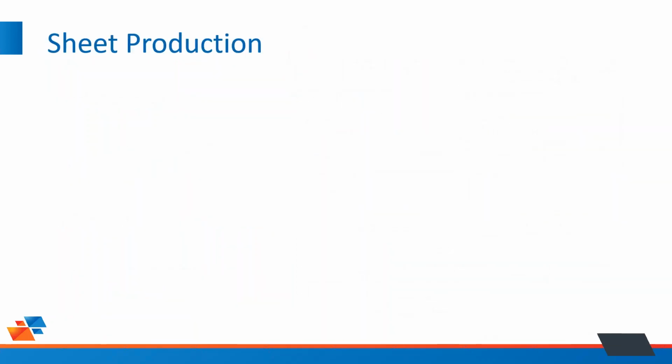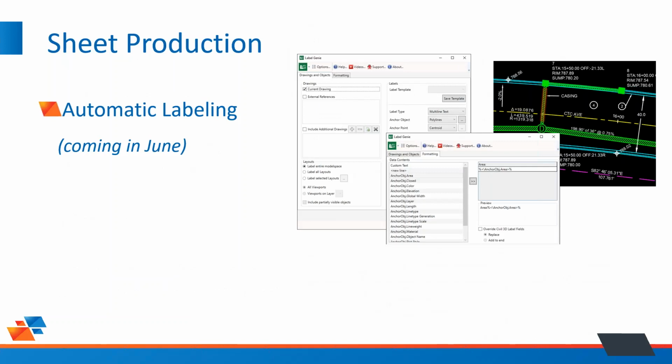On the sheet production side, another tool that's coming out real shortly, we're in beta testing, as Colin had mentioned, is automatic labeling. This is going to change a ton of how you guys generate your sheets. Now, what is automatic labeling? You're going to be able to select a label type and an anchor object, where you're going to anchor on that. Here's just a screenshot of multi-line text on polylines. You can then specify AutoCAD fields that will automatically get inserted in those objects and then insert them across multiple drawings, multiple layouts at once.